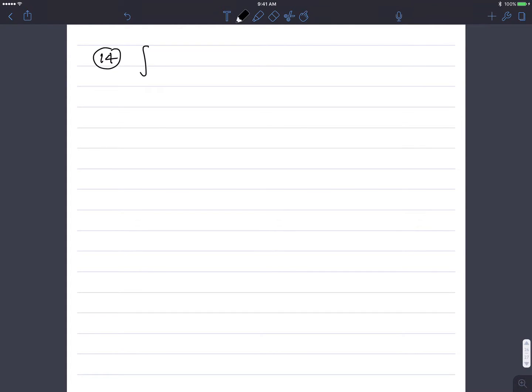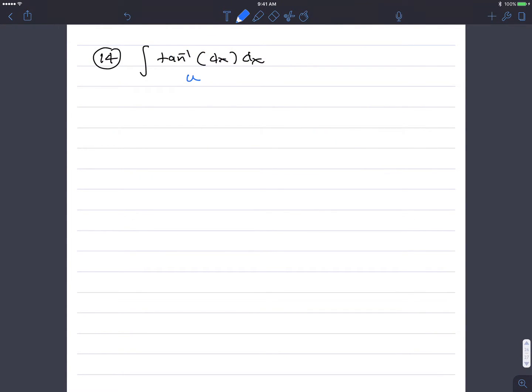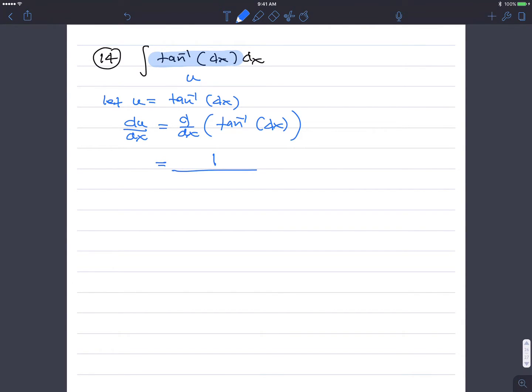14. We have the integral of inverse tangent 4x dx. Now again, if we take a look, we're going to notice one function again. So this is going to be my u. I'm going to say, we'll let u be inverse tangent 4x, which means du dx will be the derivative with respect to x of this inverse tangent 4x. This will give us 1 over 1 plus 4x to the second power. By chain rule, the derivative of 4x.